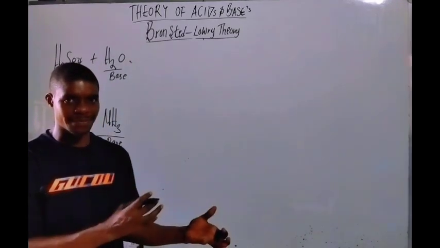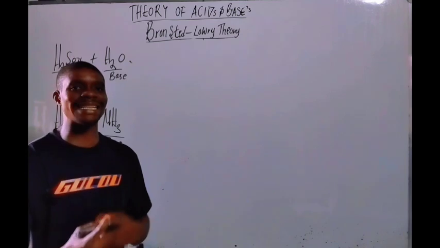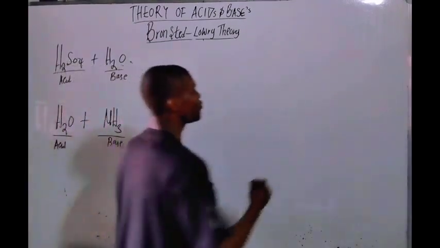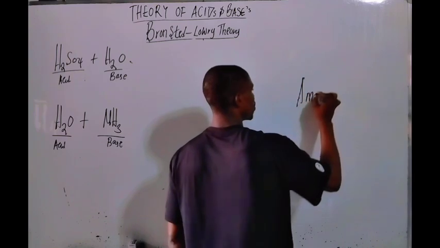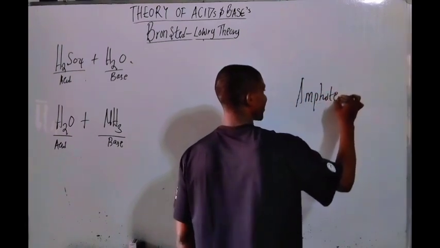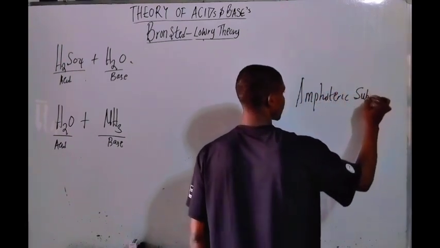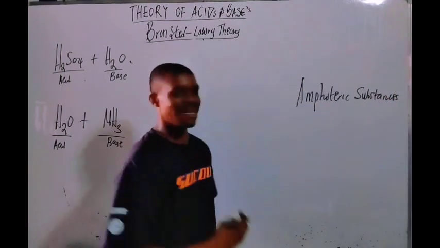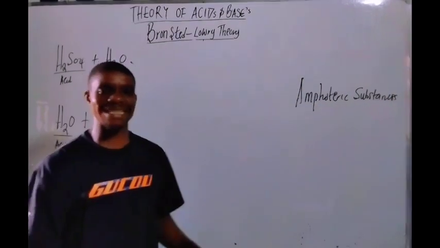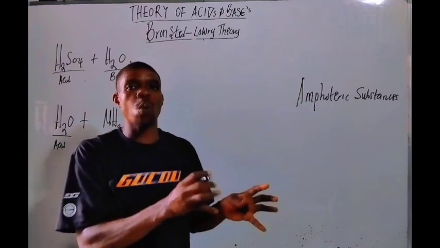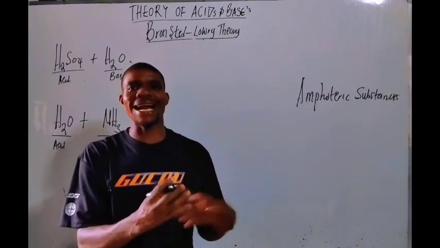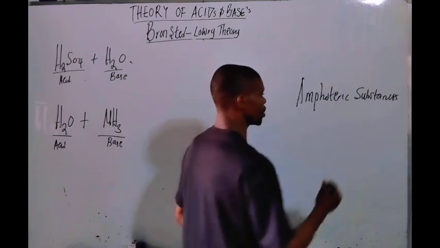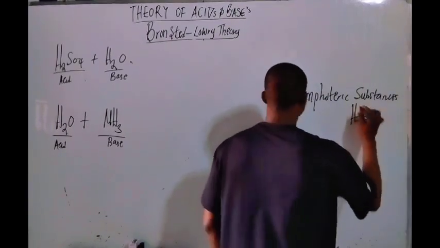So those substances that act as an acid and a base are called amphoteric substances. They are substances that can act as an acid and a base depending on what they are reacting with. A good example is H2O, which is called water. That's what you are seeing here.